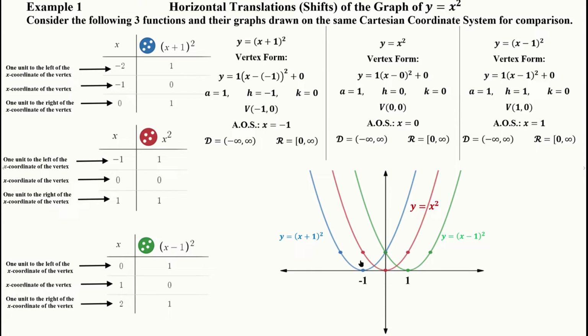So here's (0, 0), here's (-1, 1), and here is (1, 1). Then we just smoothly graph the parabola that goes through it. Notice the same goes here.